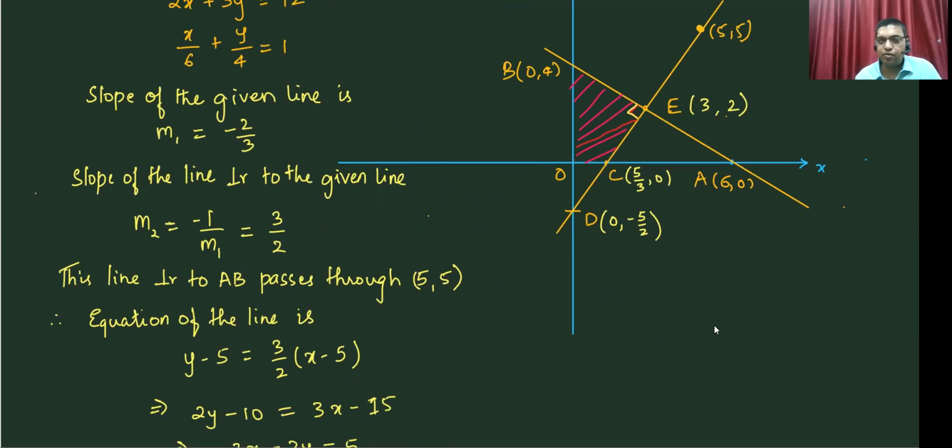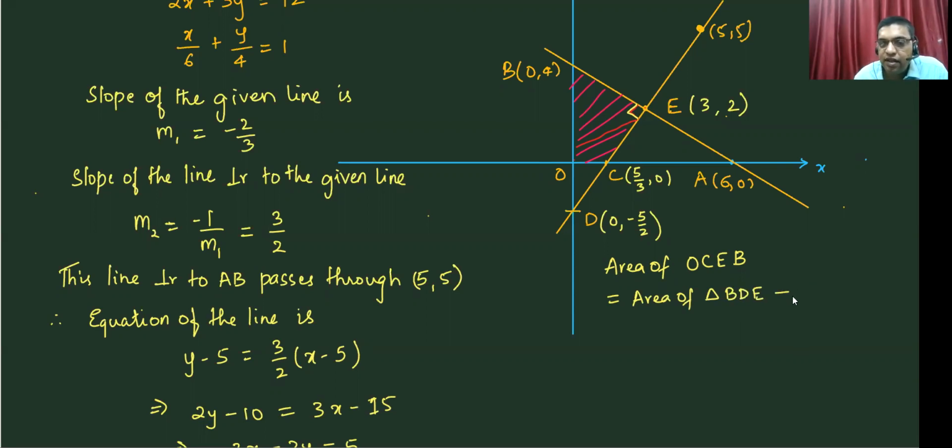Now, just below this, I will do the area of the triangle. It will be easier. Now, required area. Area of OCEB is equal to area of triangle BDE minus area of triangle OCD.